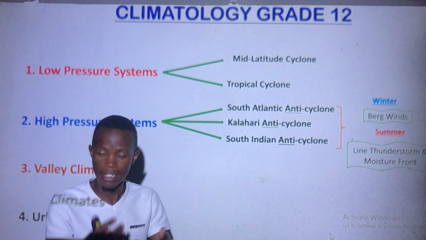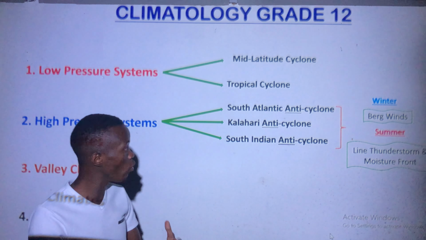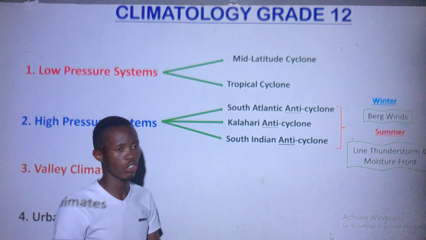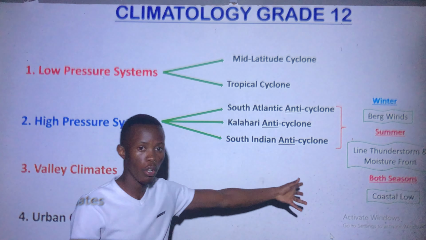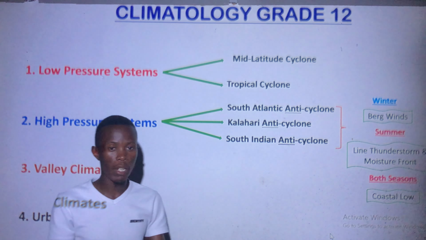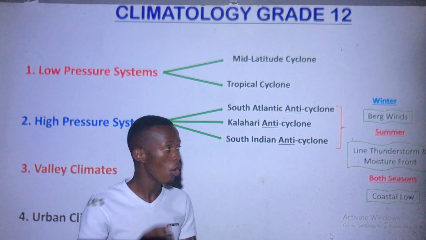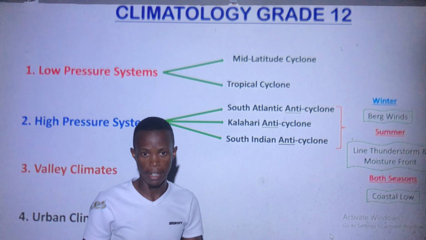And all of this is determined by your anticyclone. We'll get to that and do all of this in detail. We'll do the berg winds, the line thunderstorm, and the moisture front. And then lastly, we have something called a coastal low pressure. Coastal low pressure can be found in both seasons, but it is of utmost importance when we come to the winter season, and we'll see why that is.